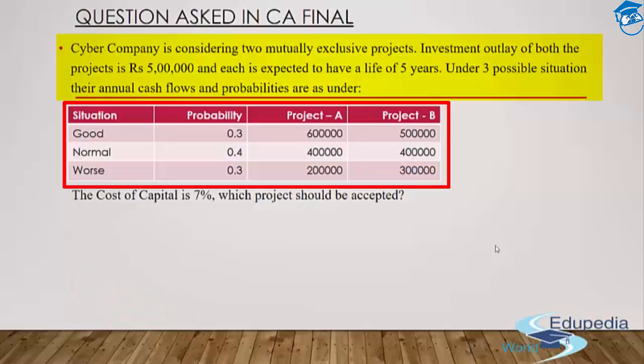So guys, we have already been told these are the three situations, and we need to categorize which project should be accepted, keeping in mind project A and project B. Now since the maximum probability is for the happening of the normal situation, I am pretty sure that the probable cash flow that you'll receive in that question is going to be 4 lakh rupees. Why? Because the maximum possibility is of the normal situation, which is 40%.